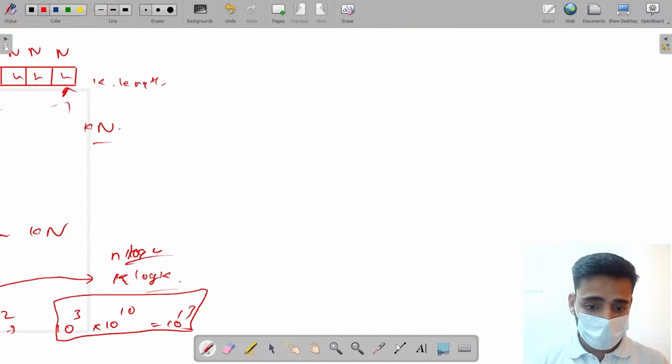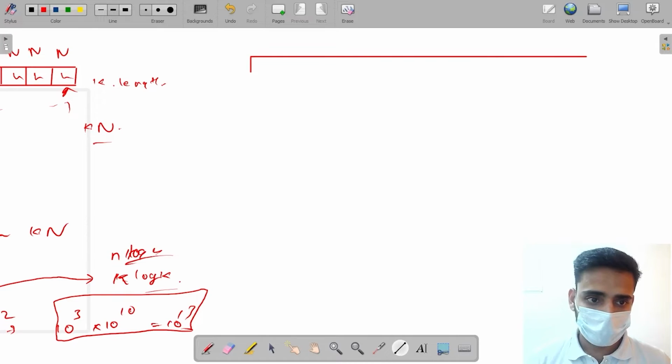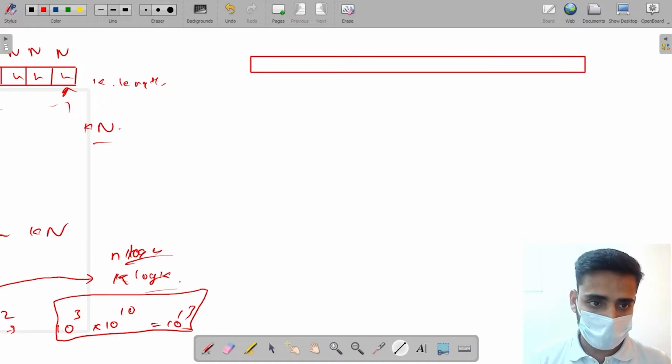We are here. Let's again draw the array. Just suppose again the same array of size k. This is the length k. Let me divide it.